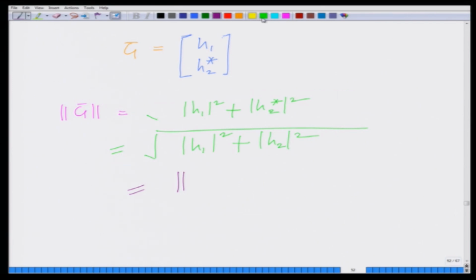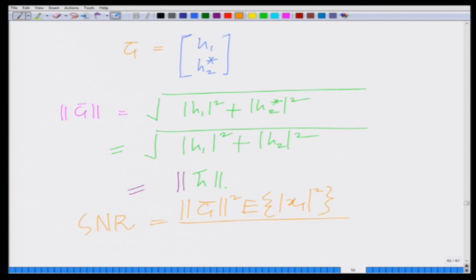Let us look at norm C1 bar, and this is equal to norm of H bar. Therefore, my SNR equals norm C1 bar square expected value of magnitude x1 square divided by sigma square, which is the same as norm H bar square expected value of magnitude x1 square divided by sigma square, where sigma square is the variance of the noise.